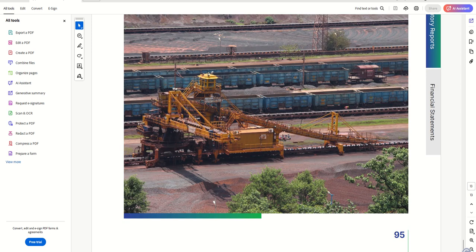So having understood the overview of this section, now in the next video, we'll try to understand how to do effective prompting to gather insights from this report from the perspective of an investor.